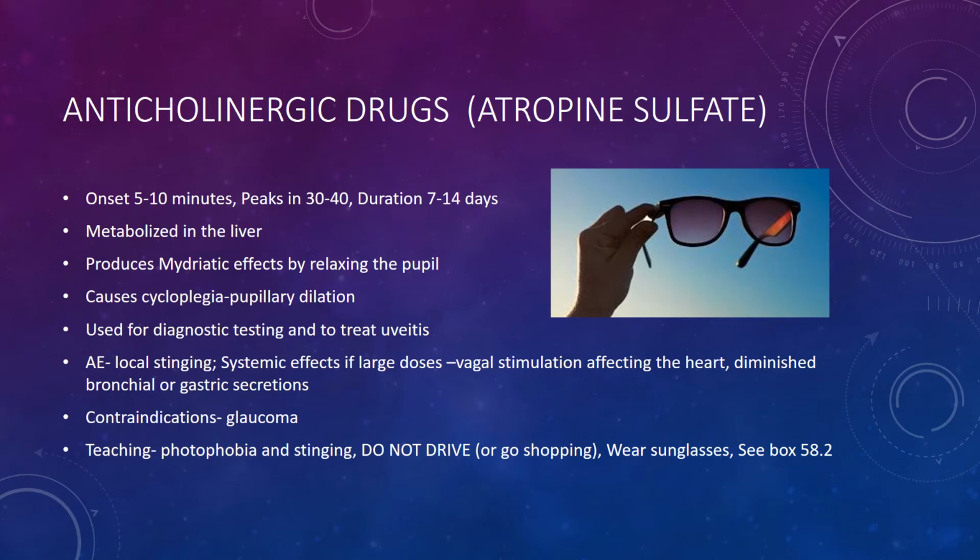And you will lose near vision due to the relaxation of that pupil. So again, it's used to diagnose, and it's also used for treatment of uveitis as well. Adverse effects are local stinging, and systemic effects if large doses are given. Goodness, we hope it's not used in large doses, but it can cause vasostimulation affecting the heart and the bronchial and the gastric secretions, as you know about anticholinergics. Remember, can't see, can't spit, can't pee, can't, you know.